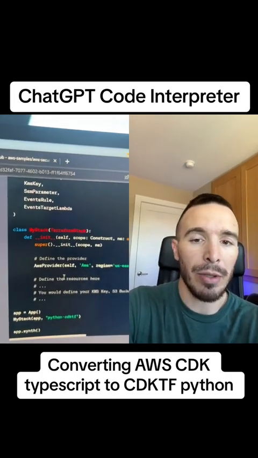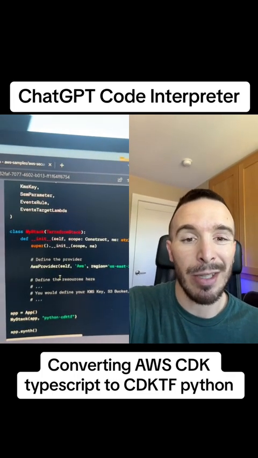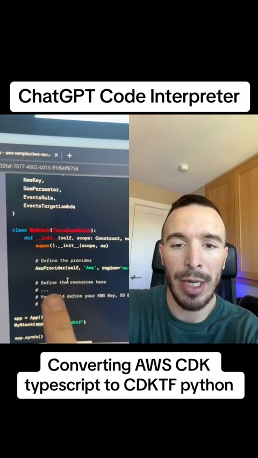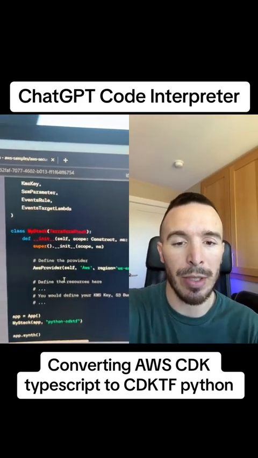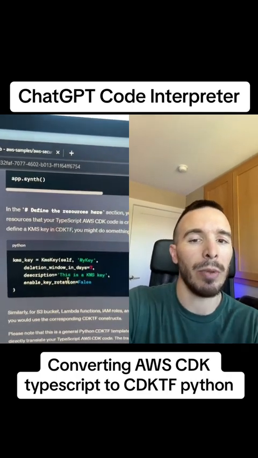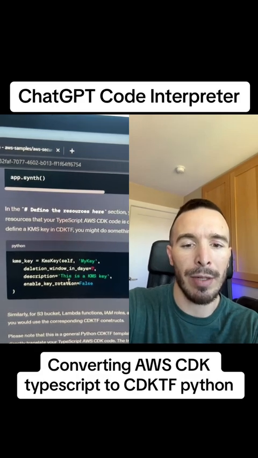But this was the part I was really bummed about. It just did the frame for the code. It didn't actually do the code. It says here, you can define all the AWS resources here. And then it gave me an example. It's like, all right, here's what a KMS key would look like when you're doing CDK for Terraform.